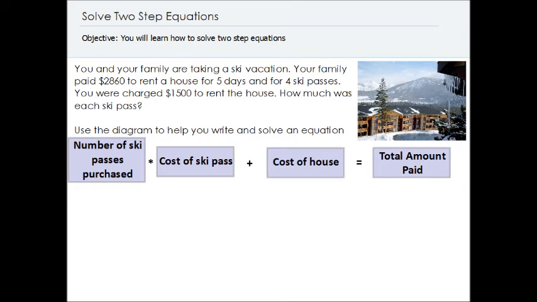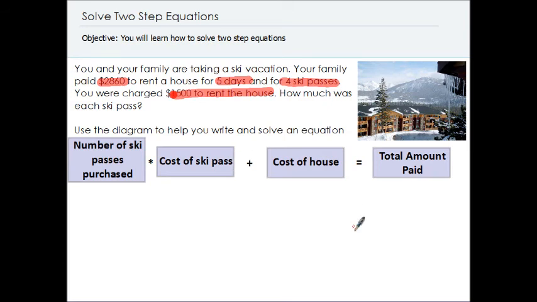Alright, we can also break these down with word problems. In this case, we're going to highlight the stuff that's important, then write out an equation and solve it. This says you and your family are taking a ski trip. Your family paid $2,860 to rent a house for 5 days. So for 5 days, it cost you $2,860. Oh, and you got 4 ski passes. You were charged $1,500 to rent the house. How much was each ski pass?